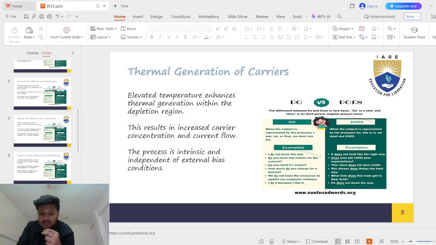Thermal generation of carriers. When the temperature increases, more heat energy is available inside the diode. This extra energy helps create more free electrons and holes inside the depletion region. As a result, there are more charge carriers available to move, which increases the current flow in the diode. This effect happens naturally due to the material's properties and does not depend on any external voltage applied. It's an internal or intrinsic process caused purely by heat.